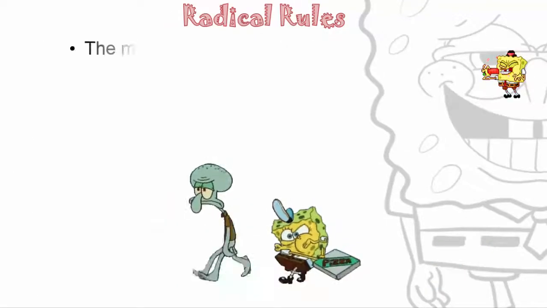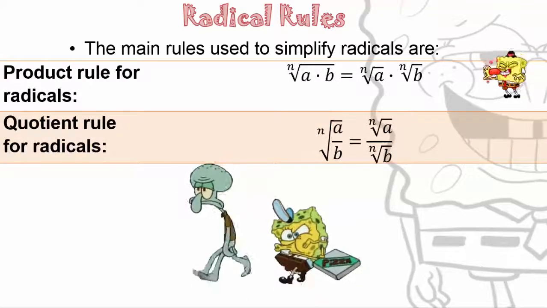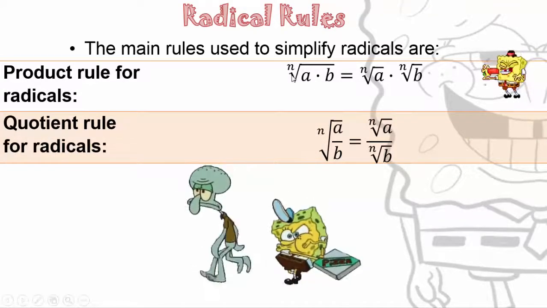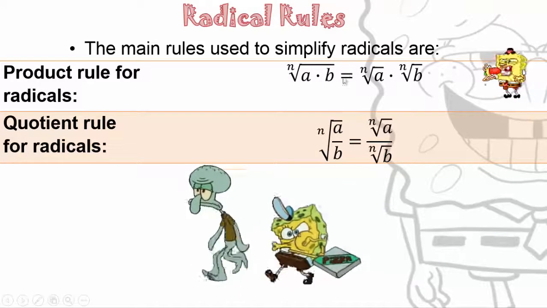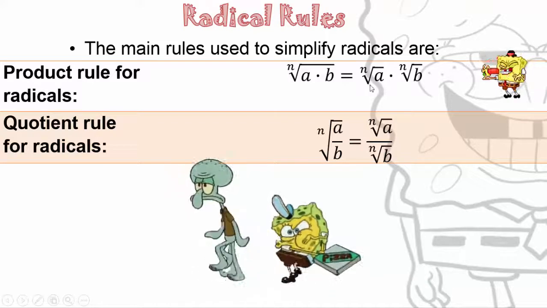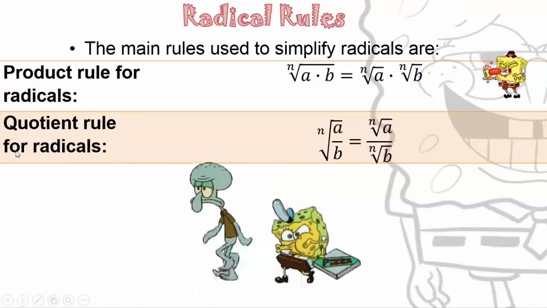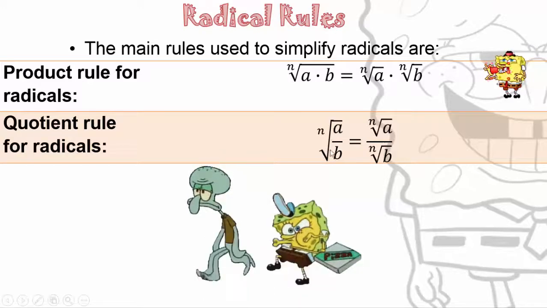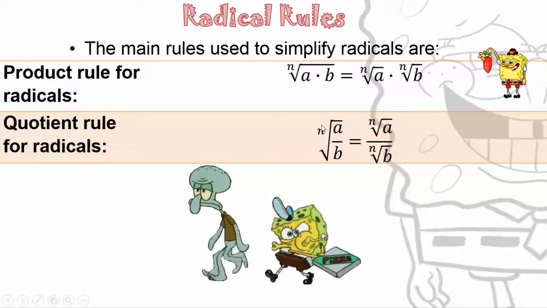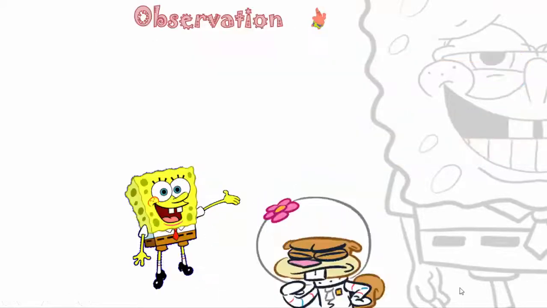Radical rules. The main rules used to simplify radicals are the product rule for radicals. So if we have the nth root of a times b, we can break it up into two parts: the nth root of a times the nth root of b. For the quotient rule for radicals, if we have a over b, all in a radical sign, we can break that up into the nth root of a over the nth root of b.